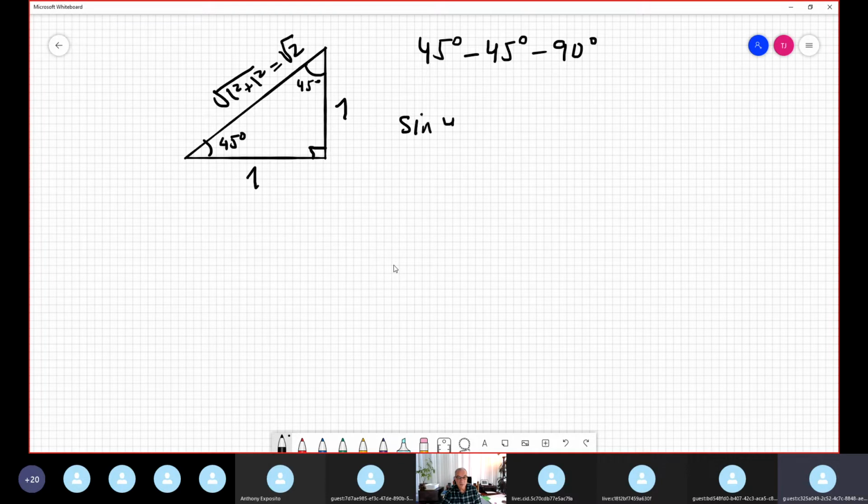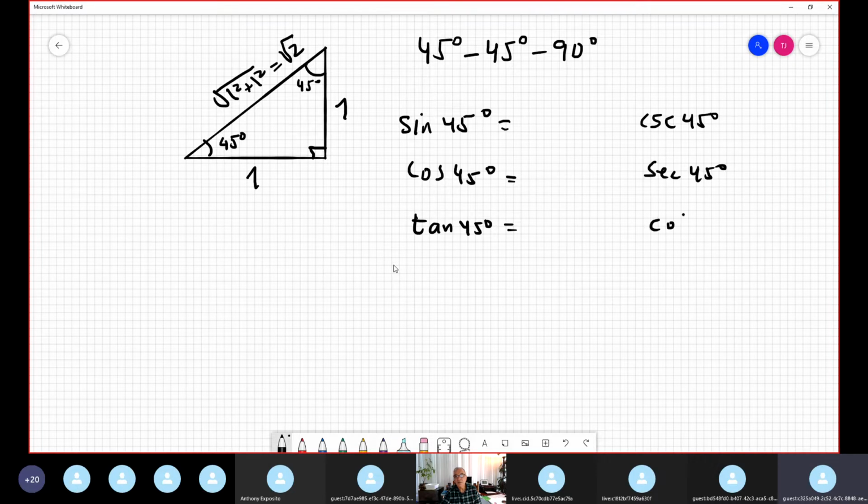Sine 45 degrees, cosine 45 degrees, tangent 45 degrees. And the rest is the reciprocal. Cosecant 45 degrees, secant 45 degrees, and cotangent 45 degrees. Well, remember the definition, opposite over hypotenuse, 1 over radical 2. Rationalize: radical 2 over 2. Guys, you need to memorize this. I want to explain in the next class a shortcut to memorize this.